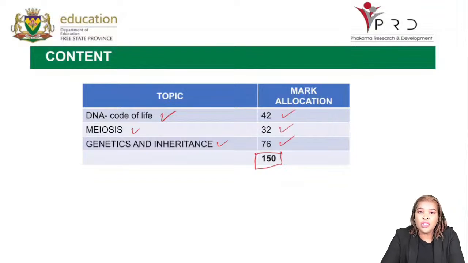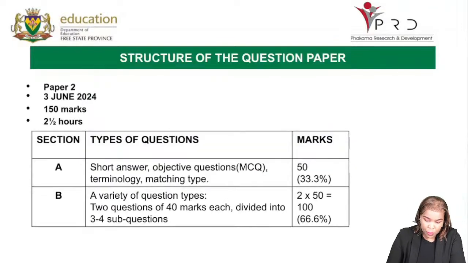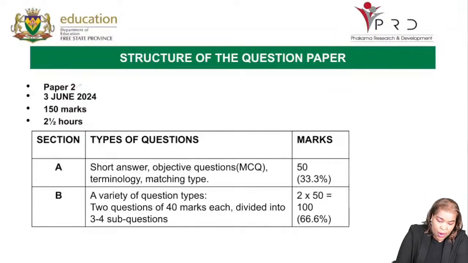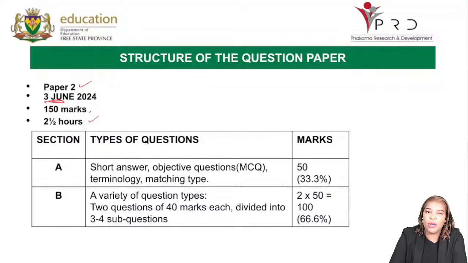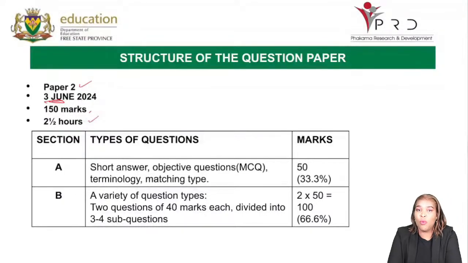So you have already written your paper 1. I hope it went well. You were able to see the structure of the question paper, and now you are familiar with the paper. Right. So just to check, you are writing your paper 2 on the 3rd of June. It is going to be out of 150 for 2.5 hours, meaning 1 minute per 1 mark.